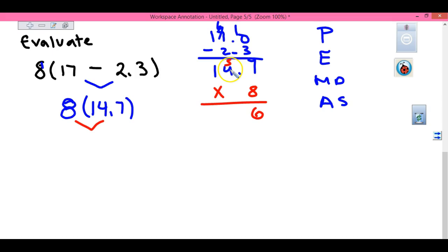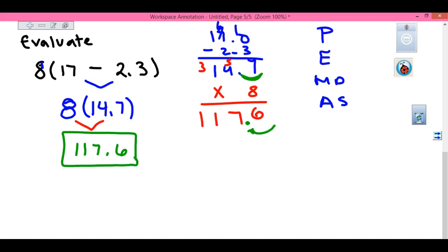8 times 4. Where do I place my decimal? So there's only one number after the decimal point, and that's how I know that I only move my decimal one place. So this means 117.6. Did I use order of operations? Yes.